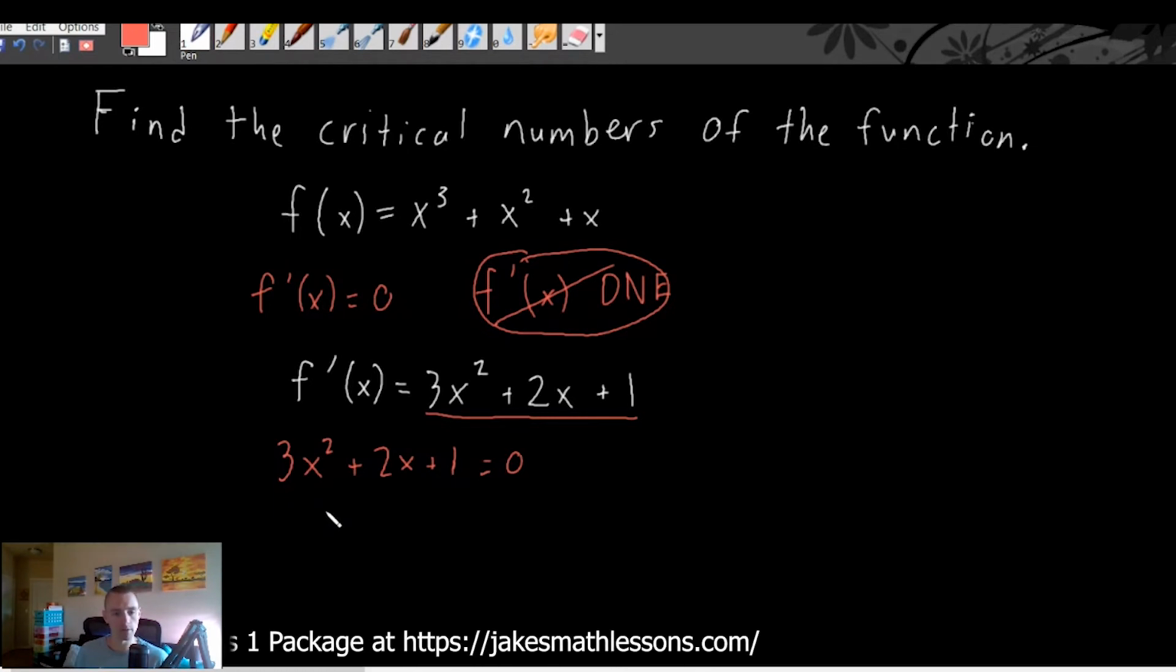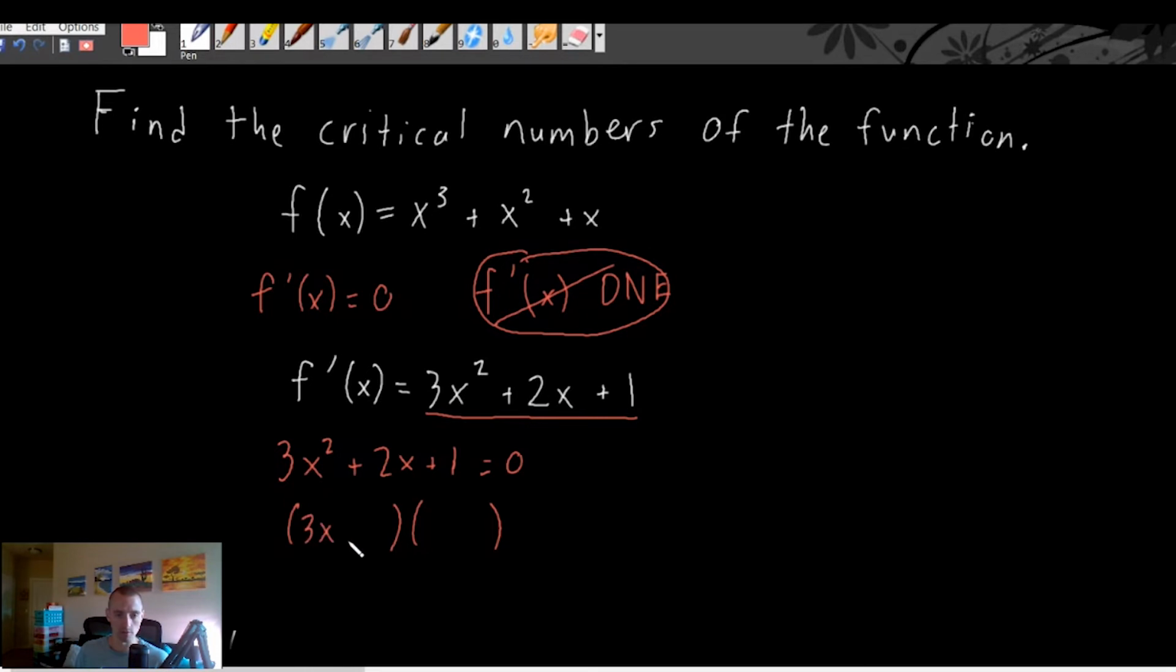Because we have a bit of an issue here. If you think about the ways that this could factor out, basically we need two numbers that multiply to give us 3, which is going to be 3 and 1. There's not any other ways to factor that out. And then we need two numbers that multiply to positive 1. So that would just be positive 1 and positive 1, or negative 1 and negative 1. So really we only have two choices here.